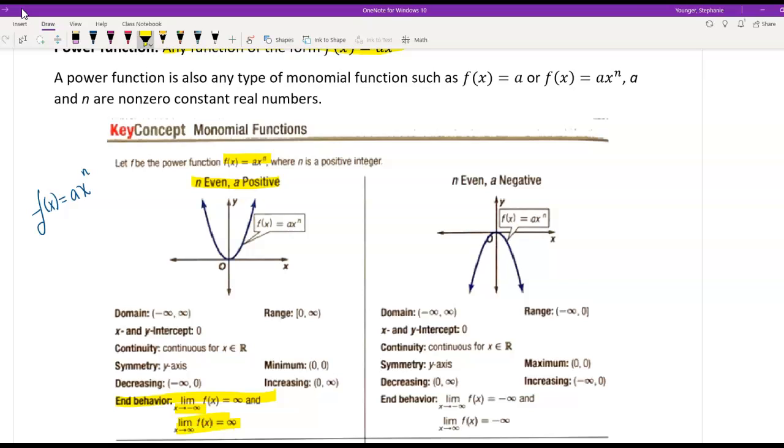So if your n is even and your a is positive, you're going to have that happy smiley U shape. However, if n is even and a is negative, you're going to have that frowny, and that'll change the end behavior as well. Now, not to negate the domain, the range, the intercepts, the continuity, symmetry, the minimum, the decreasing, or the increasing, those are the easy stuff. I know you all have that, but I really want you to pay attention to that end behavior, because if you're able to figure out this end behavior, the rest of this will fall into place.